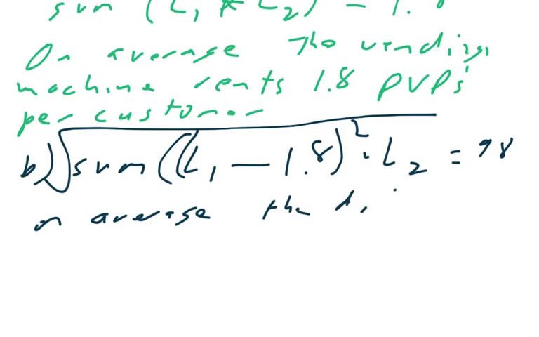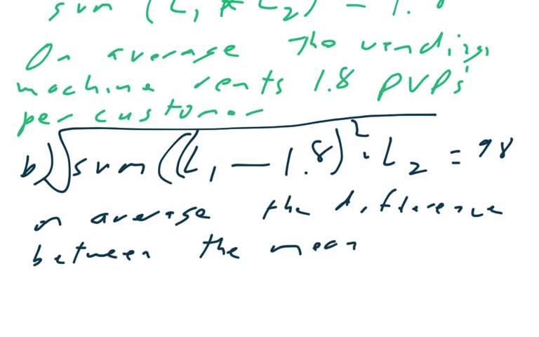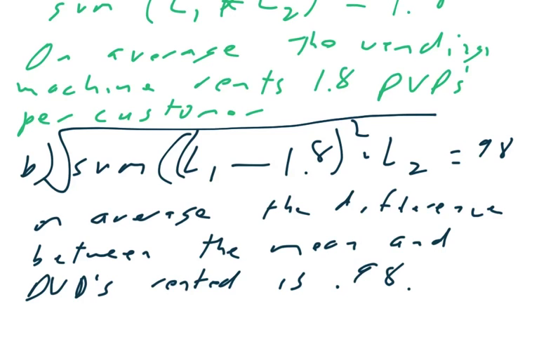The difference between the mean and DVDs rented is 0.98. And that's it for number 8.